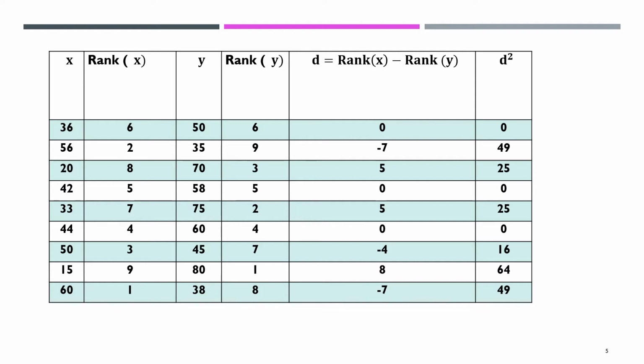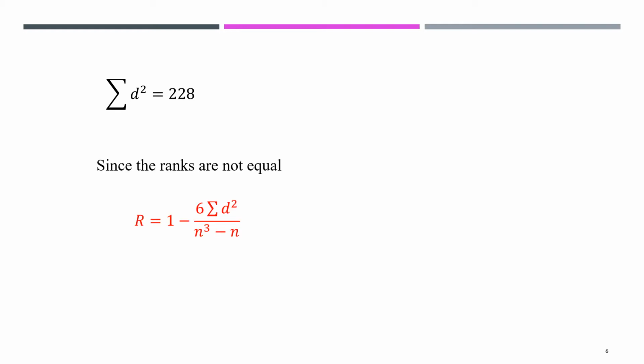So when we add all the entries in the column D square, we get summation D square equal to 228. Now here none of the ranks are repeated, so we have to apply the formula for non-repeated rank, which is given as R is equal to 1 minus 6 into summation D square upon n cube minus n.